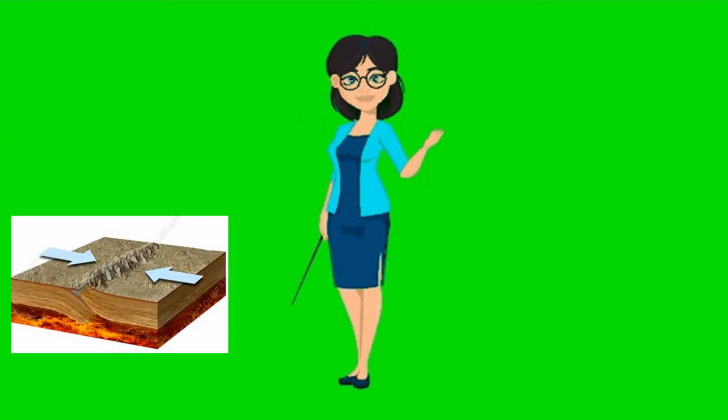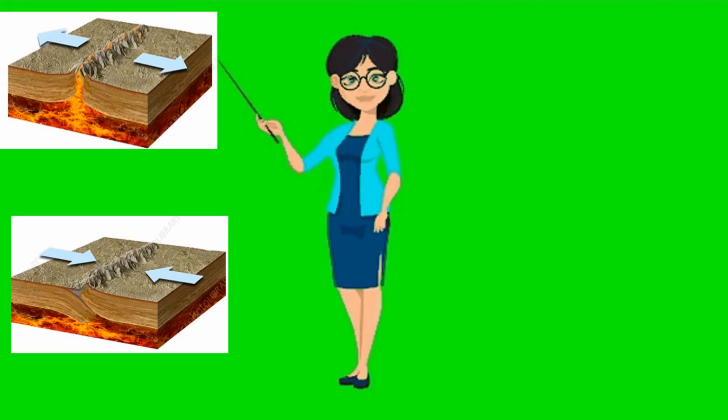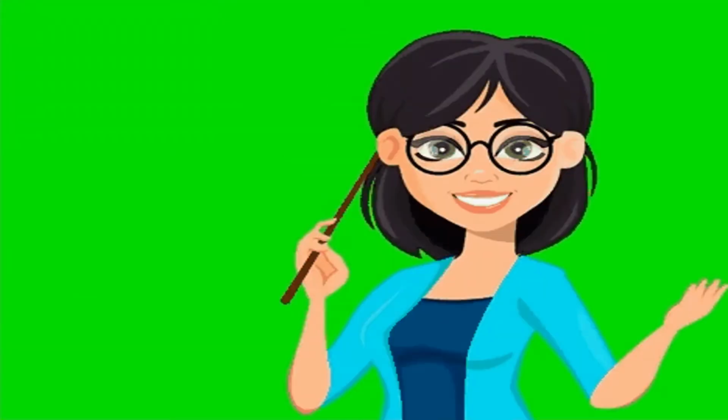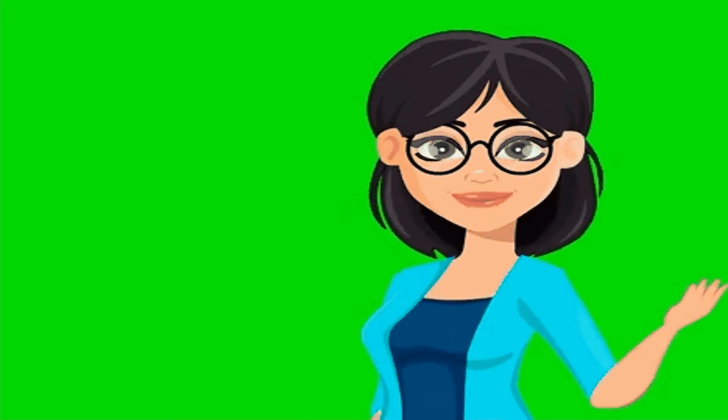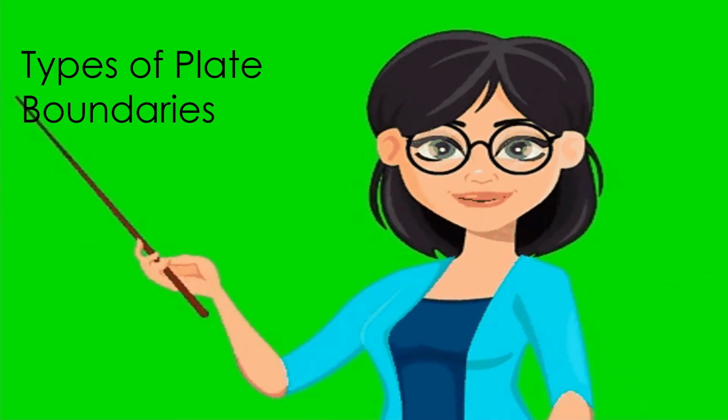Describe each figure. How does each figure differ from one another? Do they have the same direction? Of course, no. When it comes to their direction, they differ from one another. And that will be our topic, types of plate boundaries.